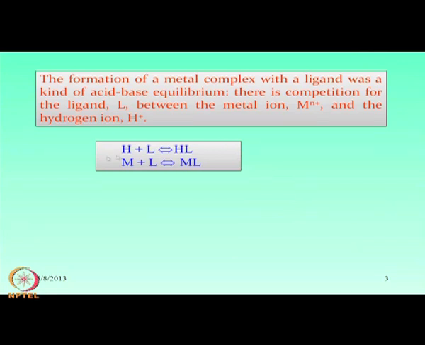So, these two equilibrium processes are simultaneously operative, between H and L and between M and L, and for simplicity we have not added the charge on the H and the charge on the M. So, the competition between the formation of HL and ML is important, and if the ligand is an anionic one, it basically gets back the corresponding proton to give the neutral ligand.